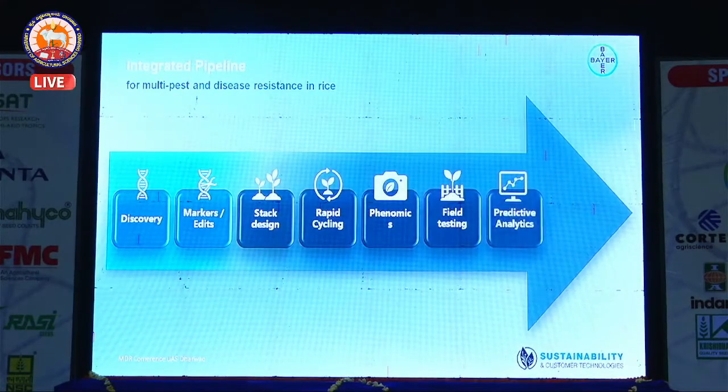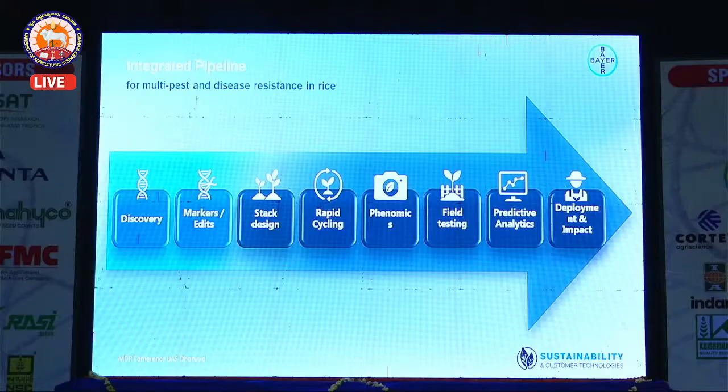This is how the integrated pipeline looks for multi-pest and disease resistance in rice. First is the discovery phase, then we do markers and edits, then stack the design, rapid cycling using speed breeding, phenomics, and it goes to field testing. Then predictive analytics are applied, and finally deployment and impact happen. This can all be done within a span of 5 years now, but previously it took 12 to 15 years. So this is how we have to integrate our multiple disease resistance to move further in rice.